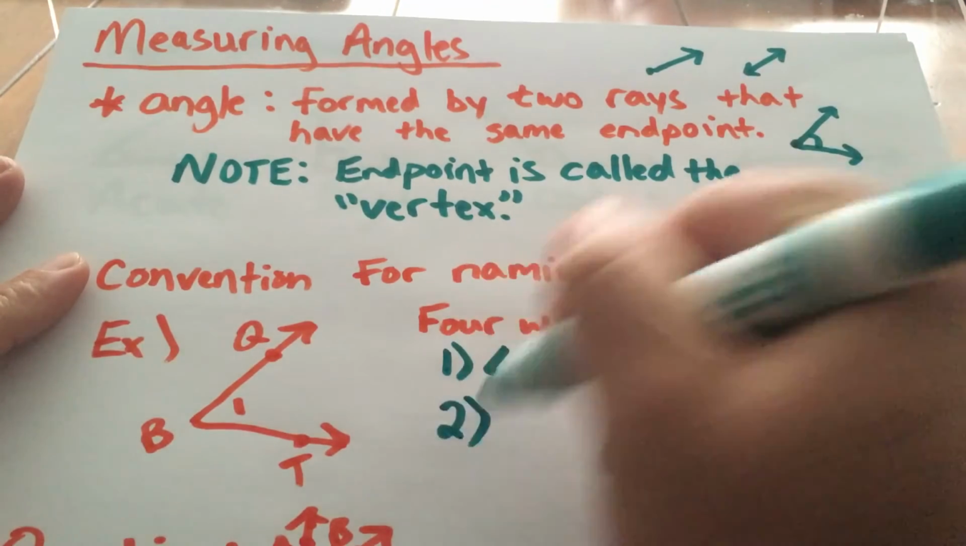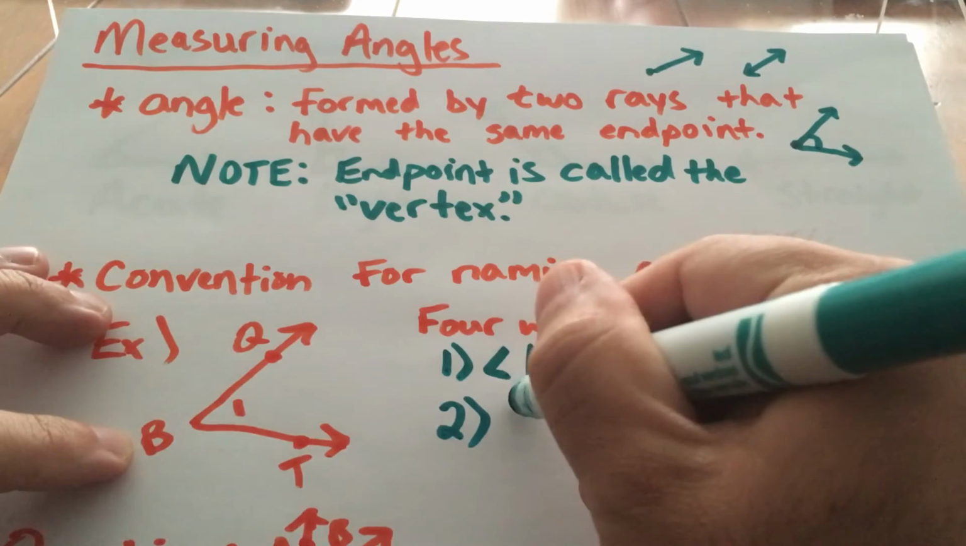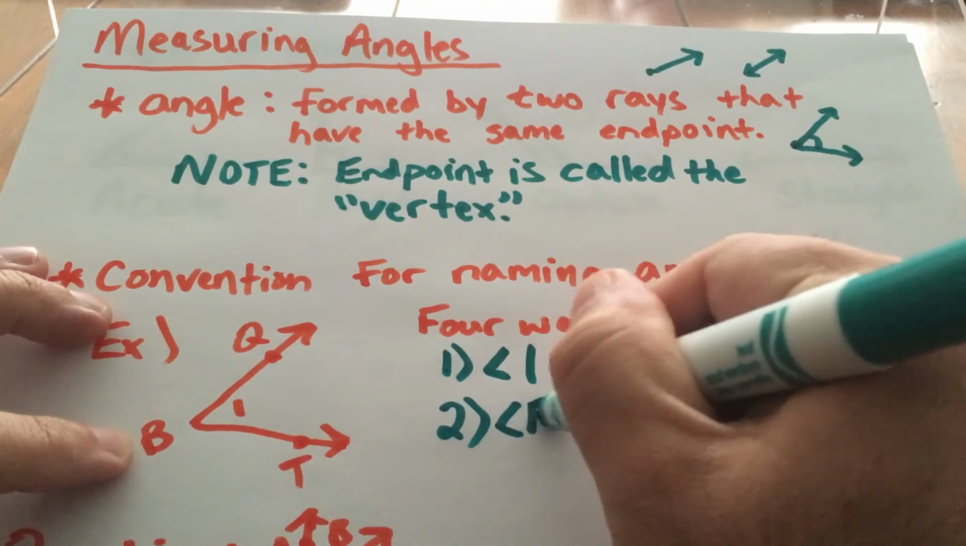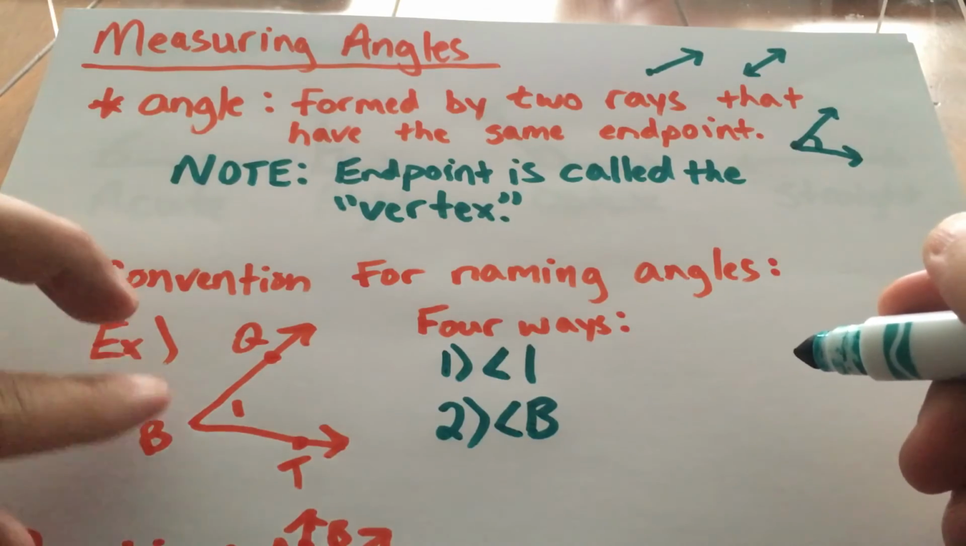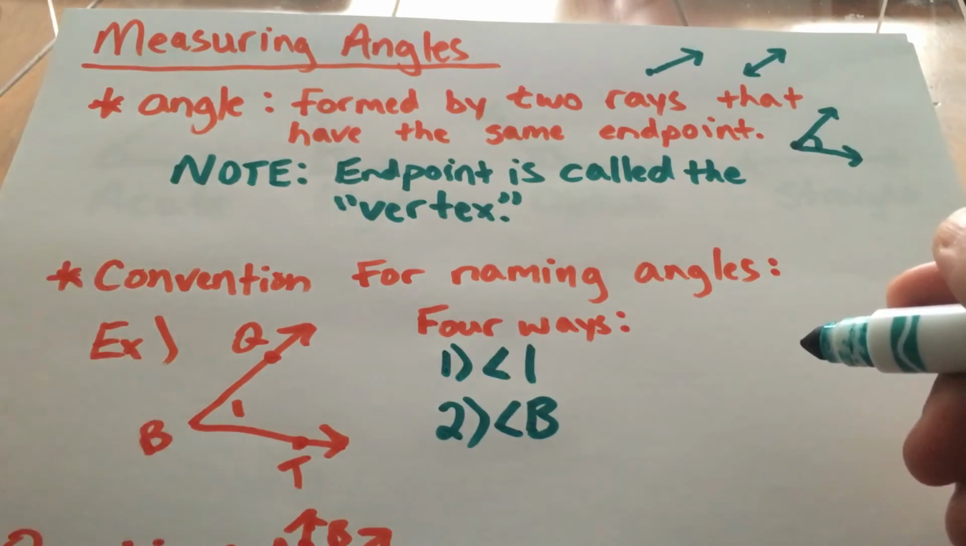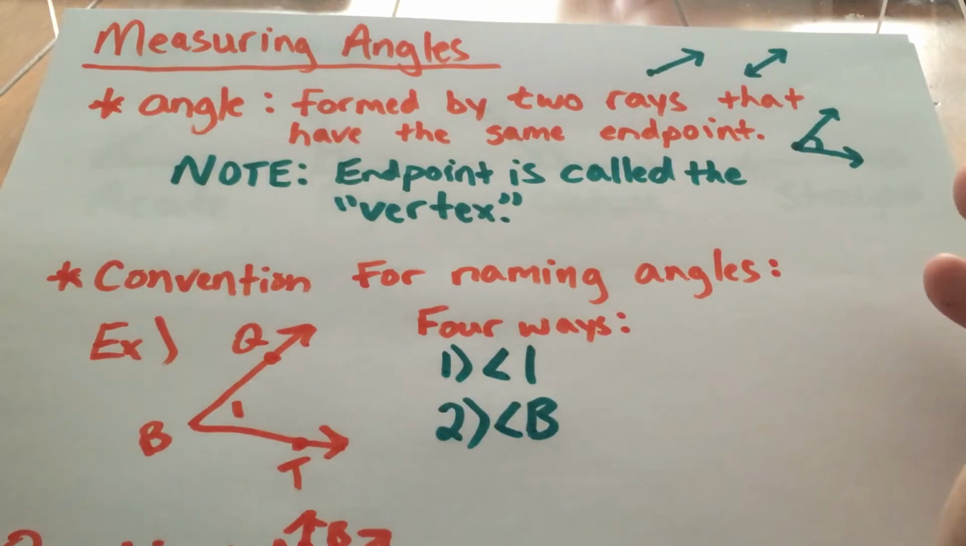The other easy way to name it is to name it with the vertex letter. So we'll just call that angle B. All right, now sometimes angles aren't as straightforward as this, and most figures you see in geometry are going to have a bunch of different angles and vertexes and stuff like that.